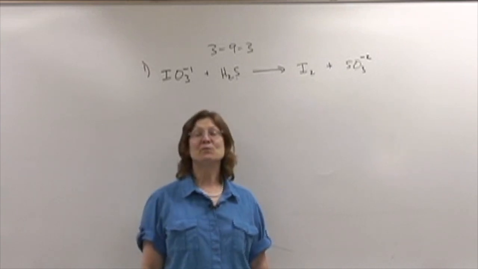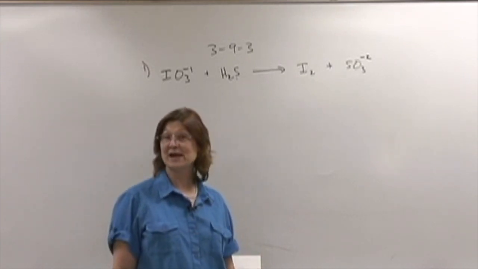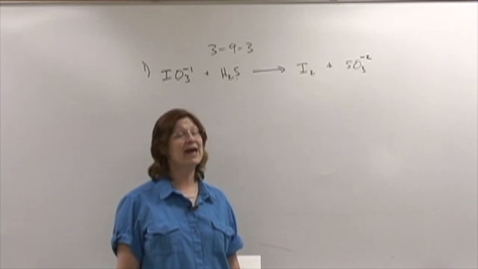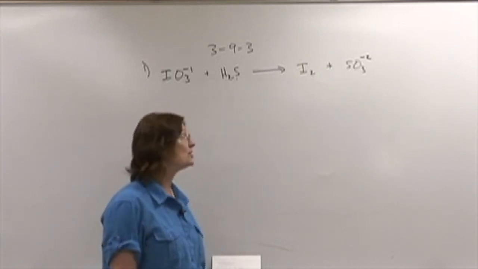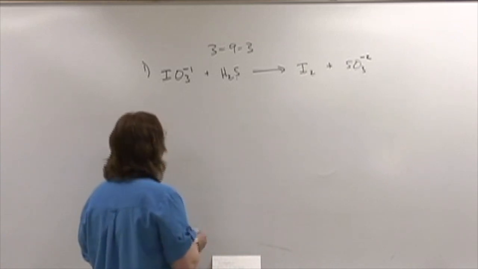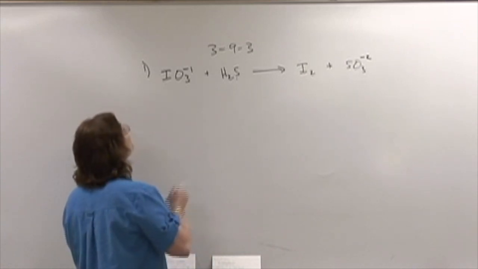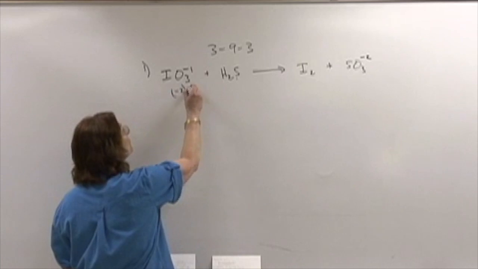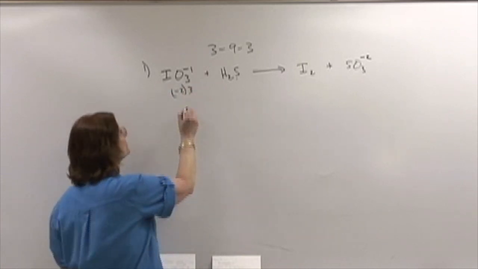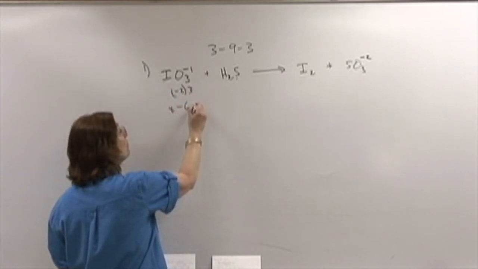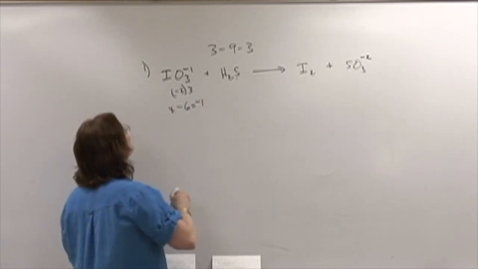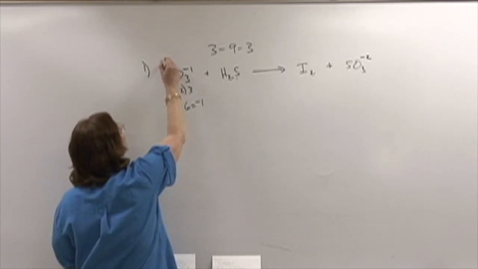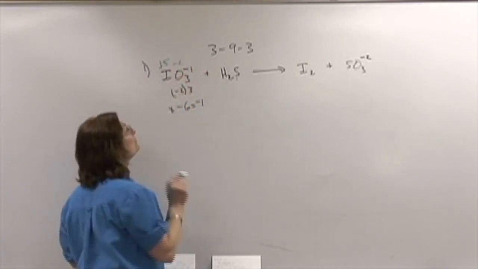In number 1, we are balancing a redox reaction in an acidic solution by the half reaction method. Therefore, the first thing we must do is get the oxidation numbers of each of the elements. Oxygen is -2. There are 3 of them. That gives me a -6 on the oxygen. The whole polyatomic ion has a -1 charge, and therefore iodine is +5. And the oxygen is -2.